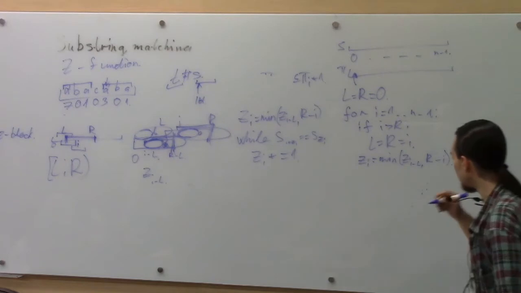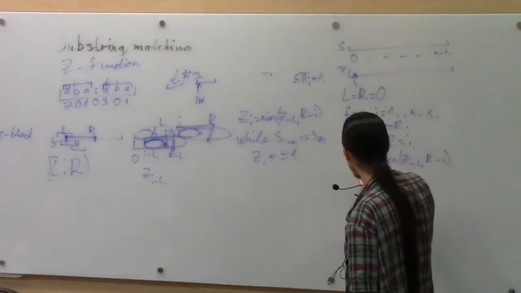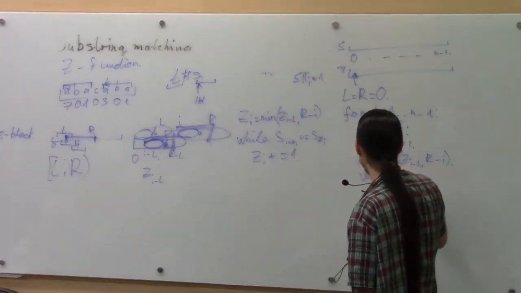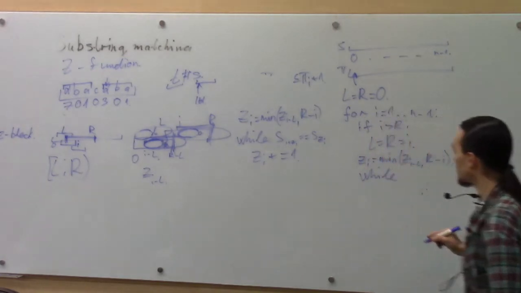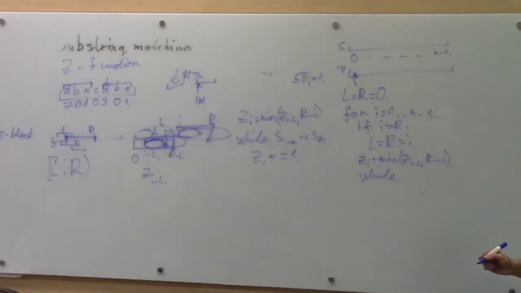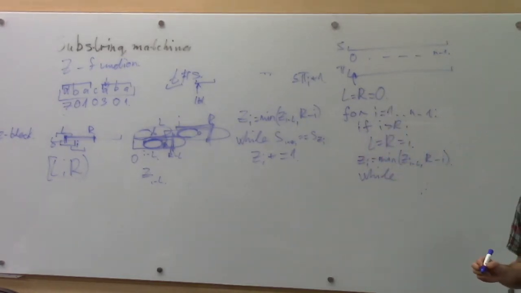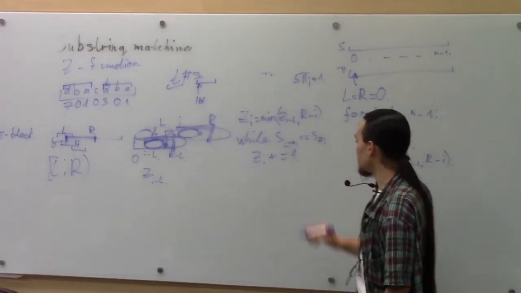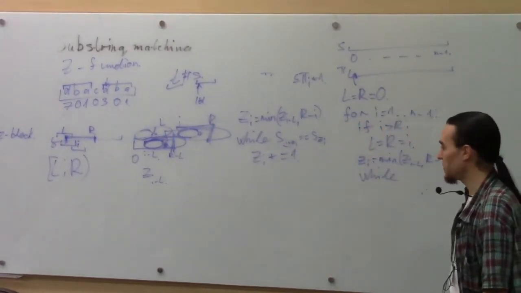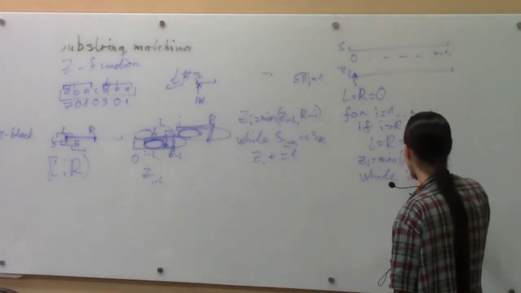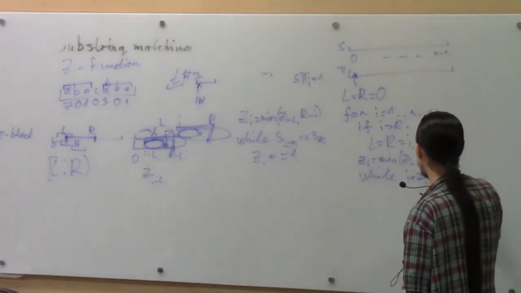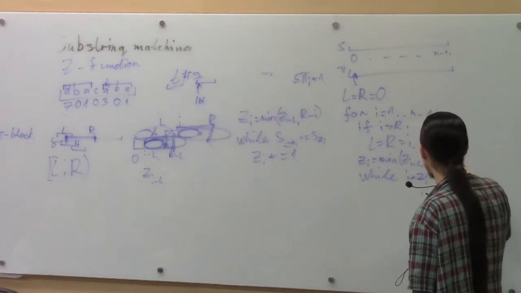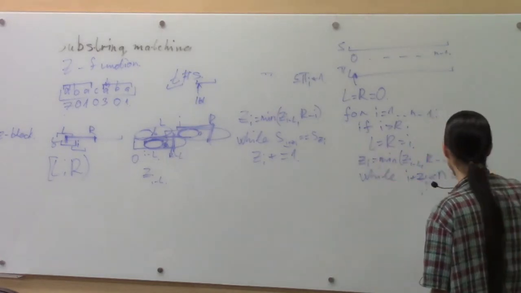Now we are doing this cycle here, except that if i gets too large, we may get outside the string. So we have to check that this particular index is within the string. So we have to have i plus Z[i] less than n, and also this condition.